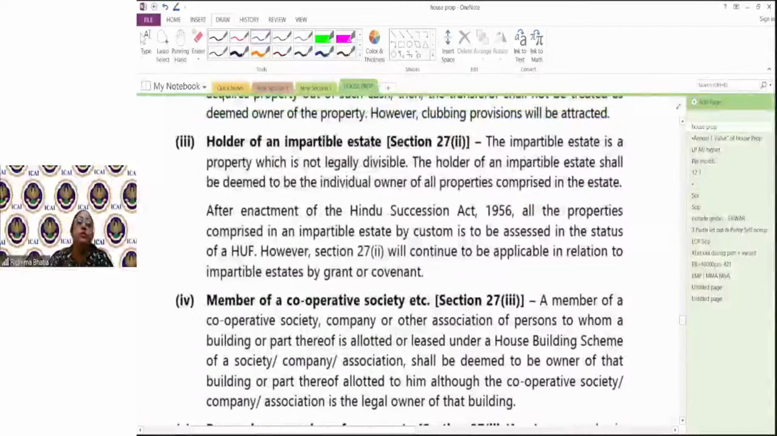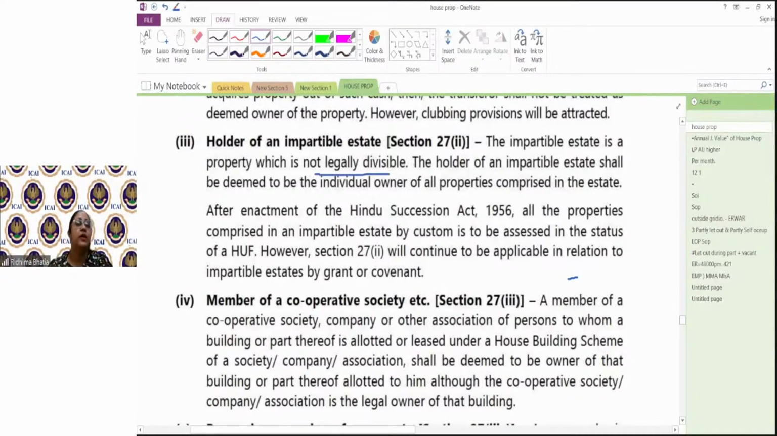The next concept of deemed ownership is the holder of an impartible estate. Some people pronounce it one way, some another. Now, what is an impartible estate? An impartible estate is a property which cannot be divided because of law. Some legal provisions are there because of which it is not divisible. Everyone involved has their shares, but legally it cannot be partitioned or divided. Some law is governing it, because of which you cannot divide it.